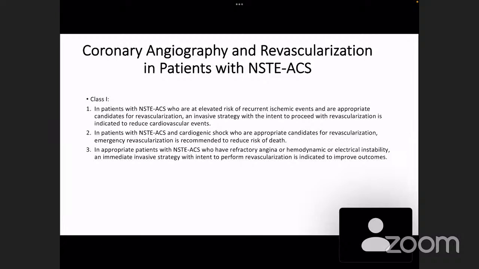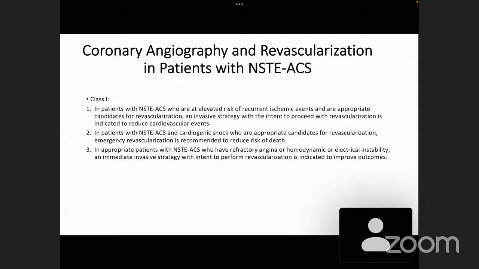Coronary angiography and revascularization in patients with non-ST elevation acute coronary syndrome. Class 1 indication: in patients with non-ST elevation acute coronary syndrome who are at elevated risk of recurrent ischemic events and are appropriate candidates for revascularization, an invasive strategy with the intent to proceed with revascularization is indicated to reduce cardiovascular events.